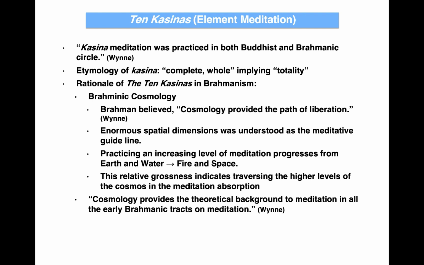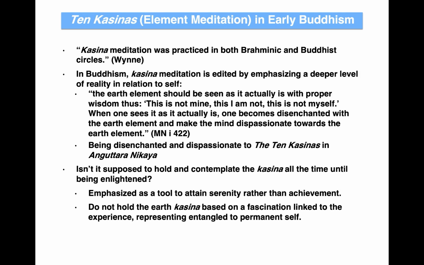Brahmanic thinkers believed that cosmology provided the path of liberation. Therefore, they believed in practicing an increasing level of meditation, starting from the earth element, then moving to higher levels of meditation such as water, then to the fire element and space element. This makes it possible to travel through the higher levels of the cosmos by way of a practitioner's jhanic experience. If this is the Brahmanic perspective of kasina meditation, what is the significance of the ten kasinas in early Buddhism?